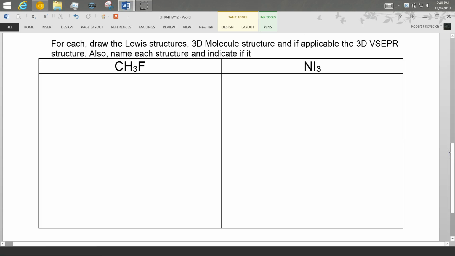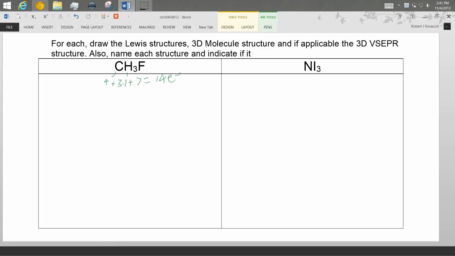So I want to draw the Lewis structure, the 3D model, and if applicable, a 3D VSEPR structure. Also name the structure. So for the first one, I've got a carbon, and then there's going to be 4 electrons for that, and then 3 times 1 for the hydrogens, and then 7 for the fluorine. So I have 14 electrons to deal with. Are we okay with that?